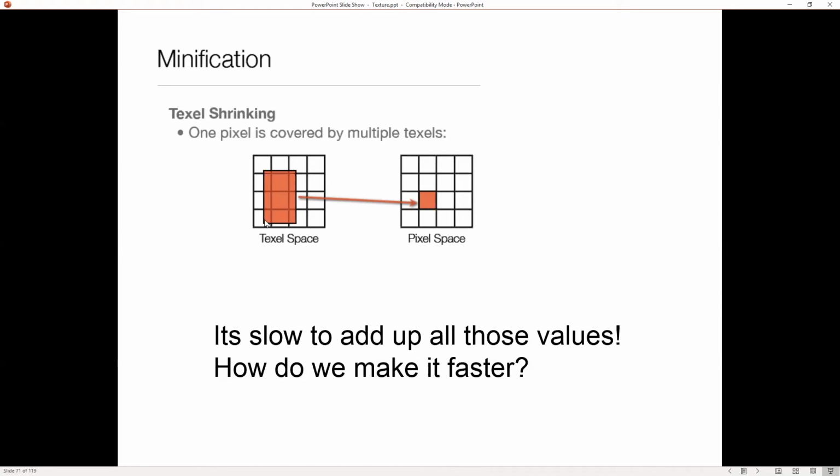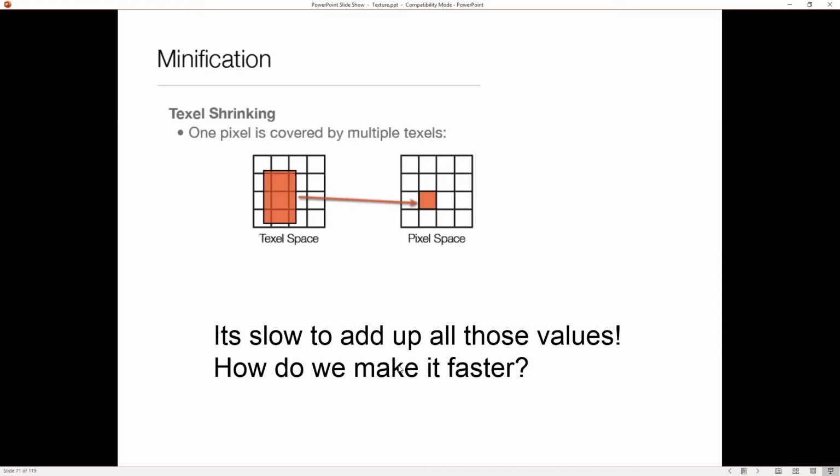It's all nice to say, well, you just average all these pixels together. But if this square was 100 by 200, I would have 20,000 pixels that I have to go look up and average together. And I don't want to do that in real time for every pixel on my screen. So I'm going to need some methodology to make this faster. And that's what we're going to get to next.